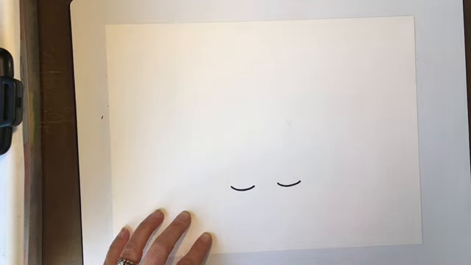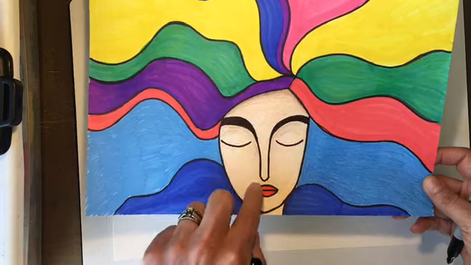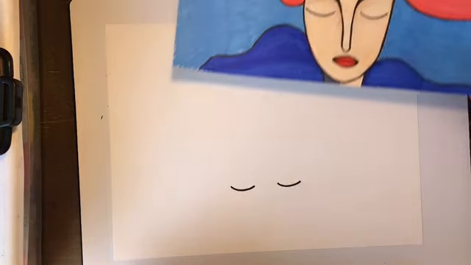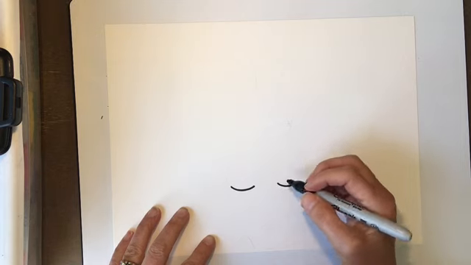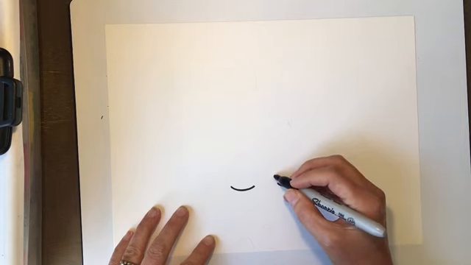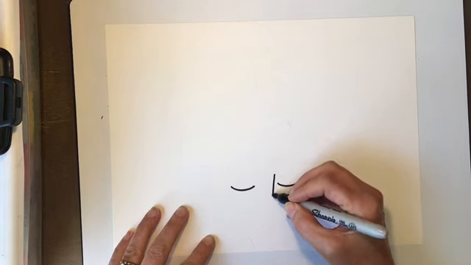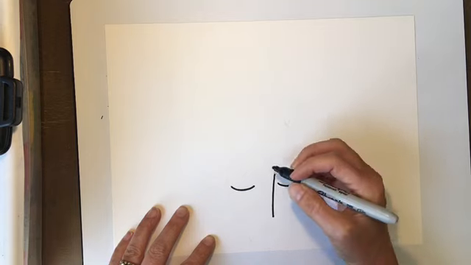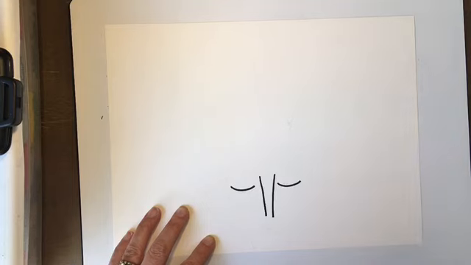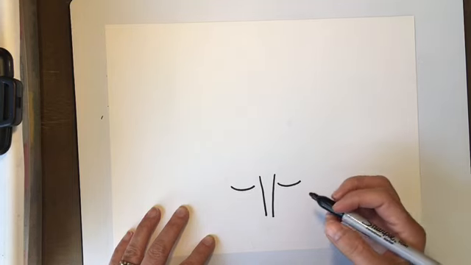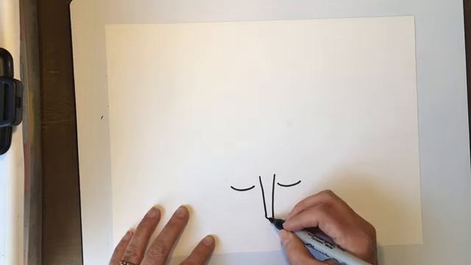Now for the nose, her nose has some straight lines that come down and just a little curve on the bottom, right? So I'm going to start in between her eyes here, a little bit above, and then just come down. And on this side, I'm going to do the same thing. And then all I need to do is connect with a curved line down here.